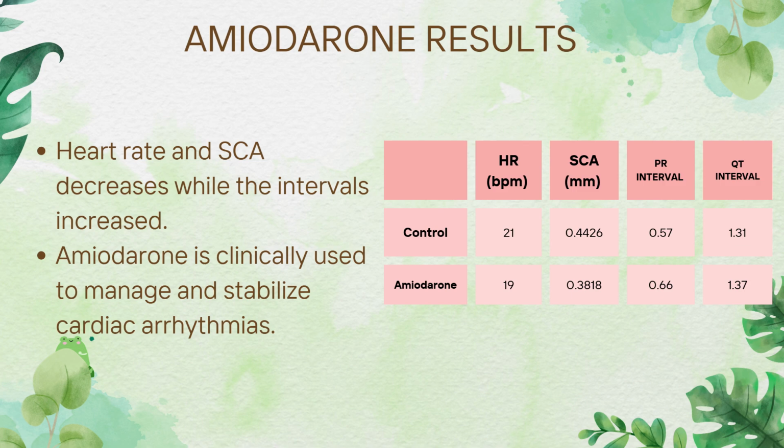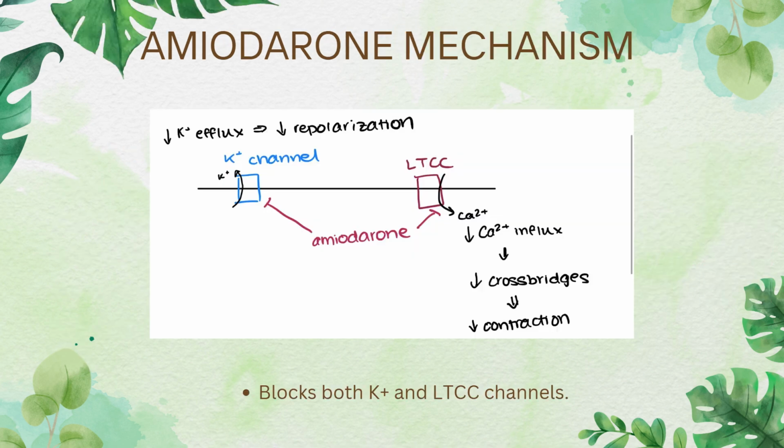So amiodarone is typically used to manage and stabilize cardiac arrhythmias, and it's usually used to decrease the heart rate. Our overall trend once amiodarone was applied to the heart was that the heart rate and SCA values decreased while the intervals increased.